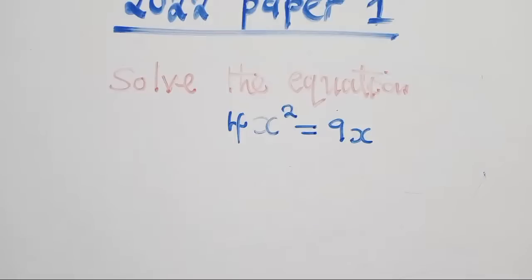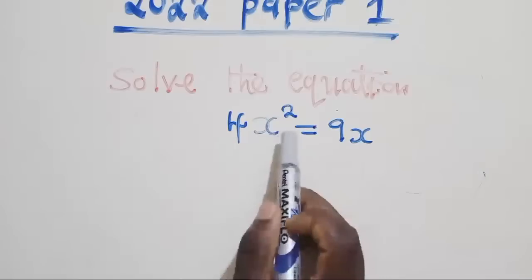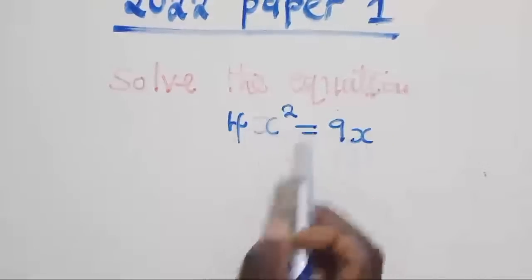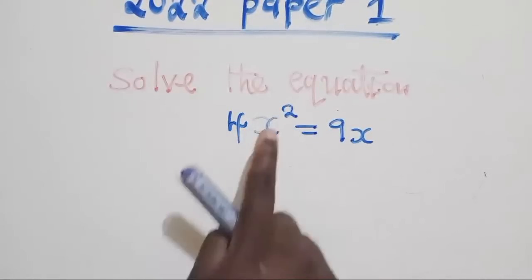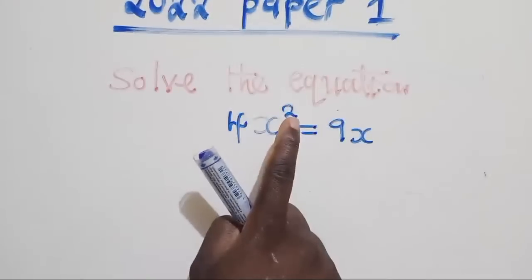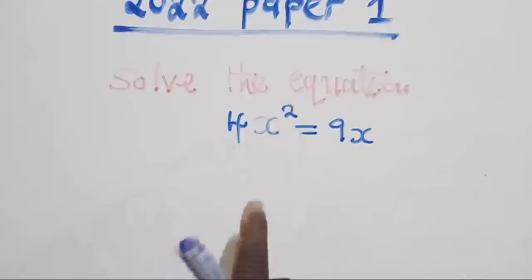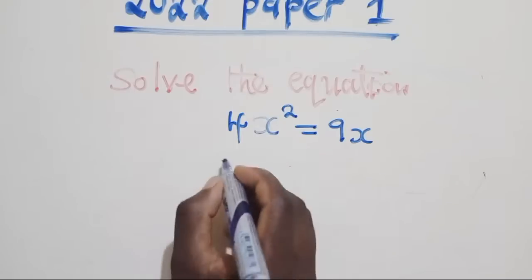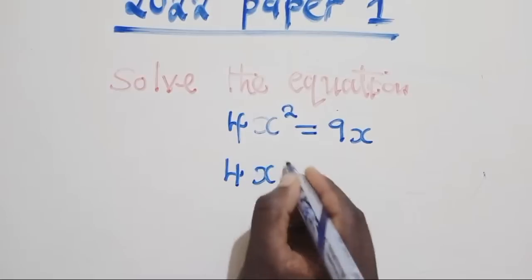Let's jump on it. So the first thing that you must keep into consideration is to check what power is here. This is power 2. What kind of an equation are you dealing with? This is a quadratic equation, and you have got a power 2. That makes you know that really you are dealing with a quadratic equation. Okay, so now that we've got a quadratic equation, what is the next thing that we need to do? Put it in standard form.